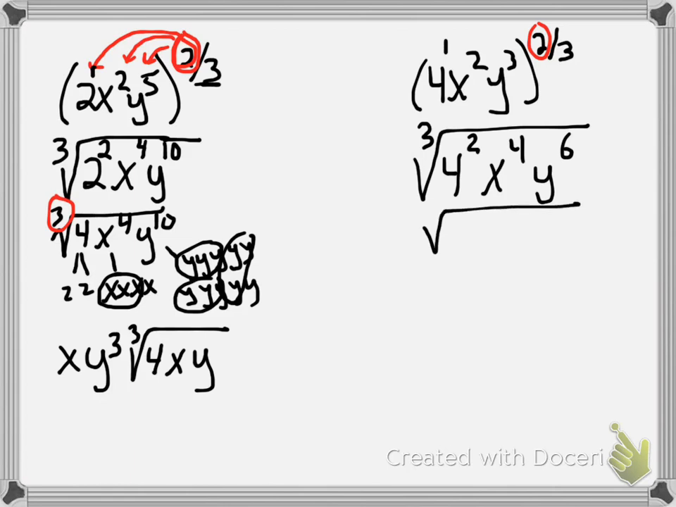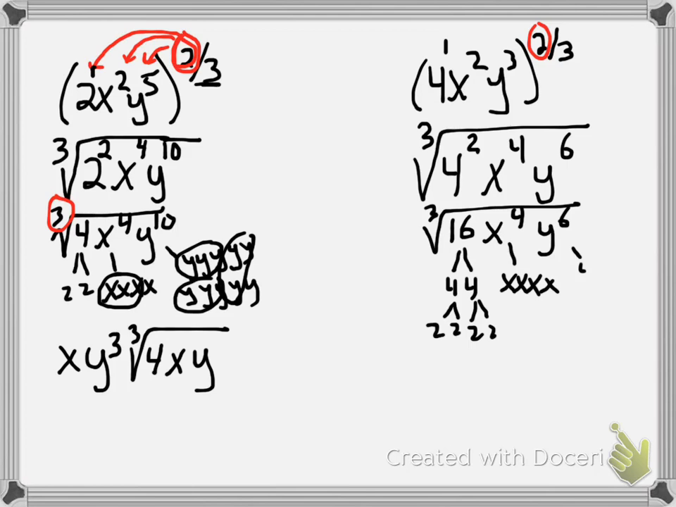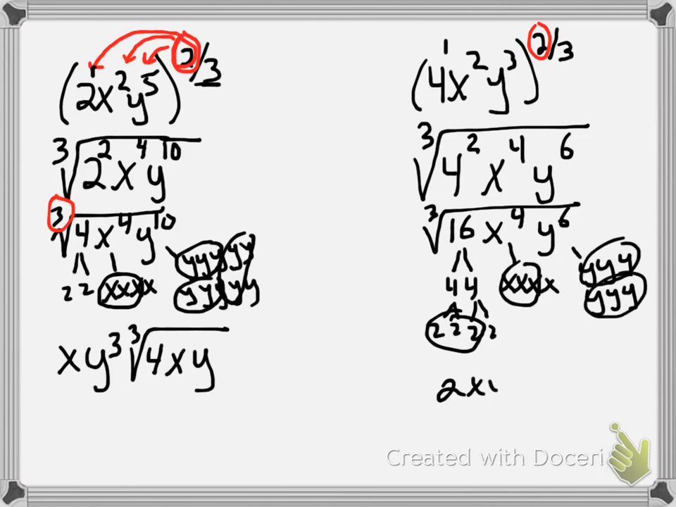So if I simplify just a little bit, 4 squared is 16, and now I can start breaking everything down. 16 can break down into 4 and 4. Let's see, x to the fourth means I have 4 x's. Y to the sixth means I have 6 y's. Alright, so again I need groups of 3 to pull numbers or variables out. So in this case I can pull out a 2, I can pull out an x, and I can pull out 2 sets of y's, so y squared. Left over I have an extra 2 and an extra x.